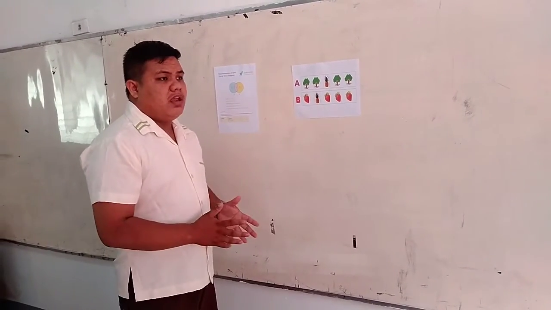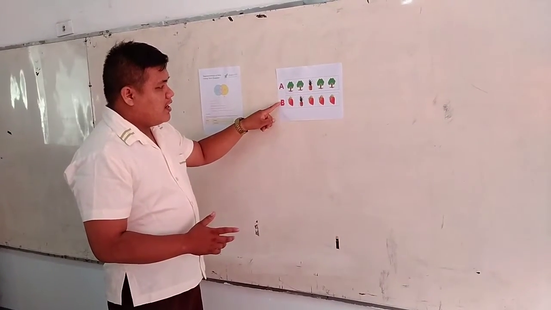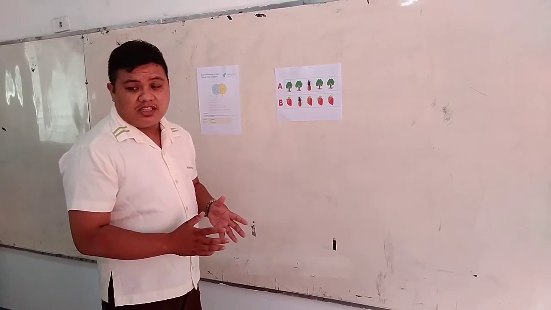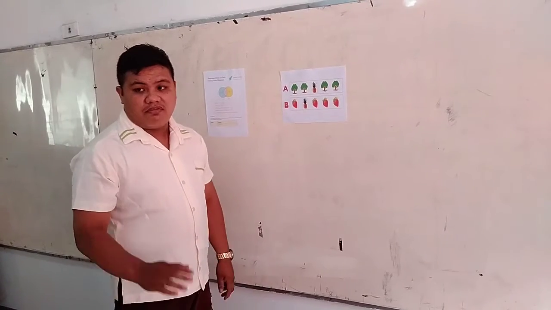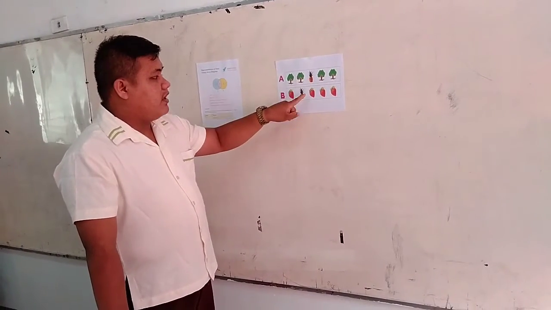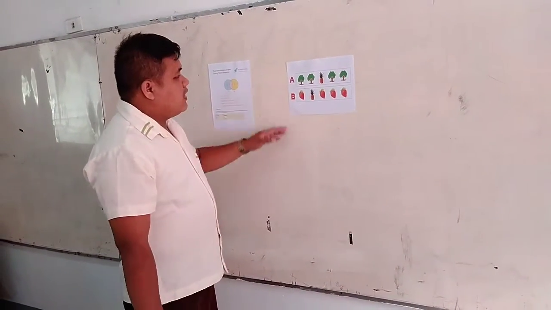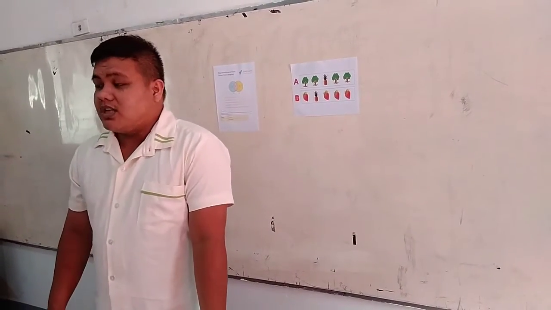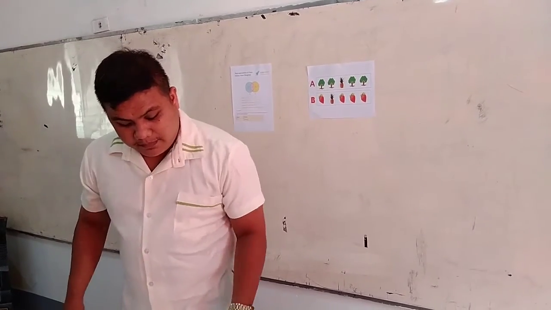But as you can see, picture A and picture B have something in common. What is common for each group? Very good, they both have one pineapple in each group. So that is what we are going to discuss today, because our topic is all about sets. Is there anybody who has an idea about sets?